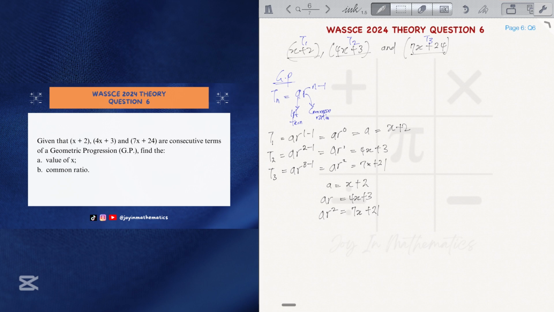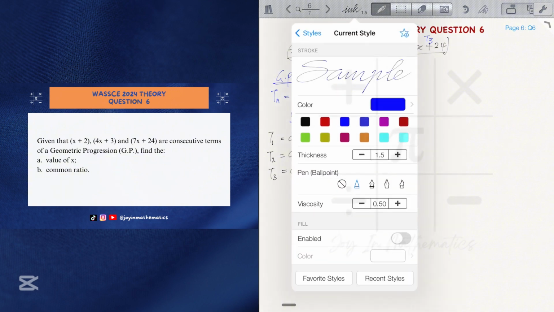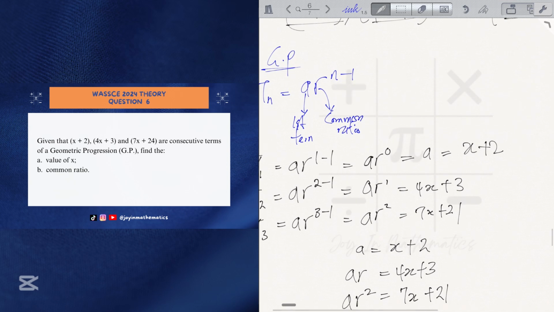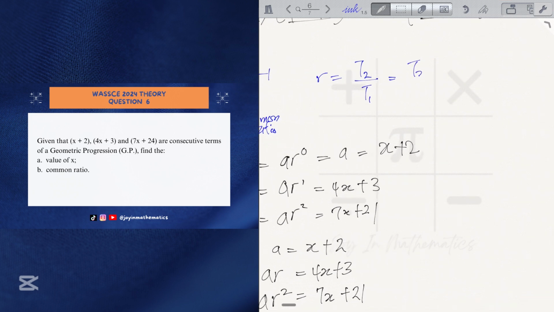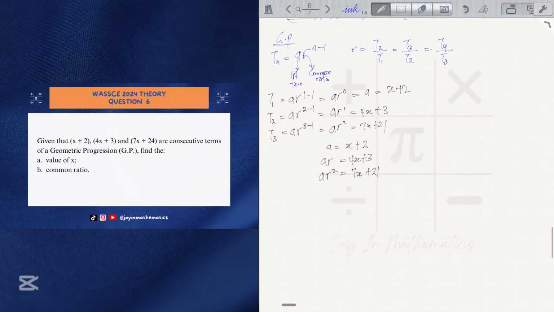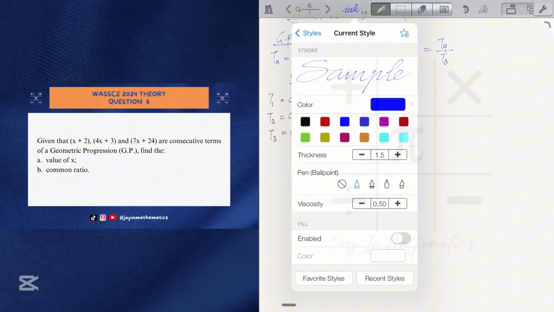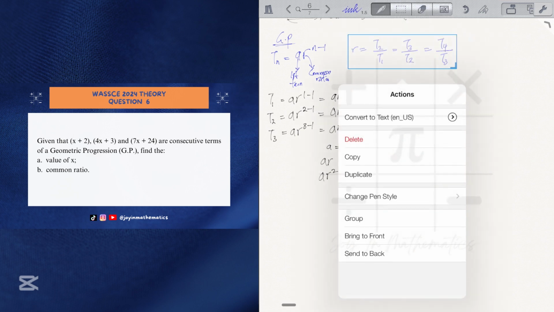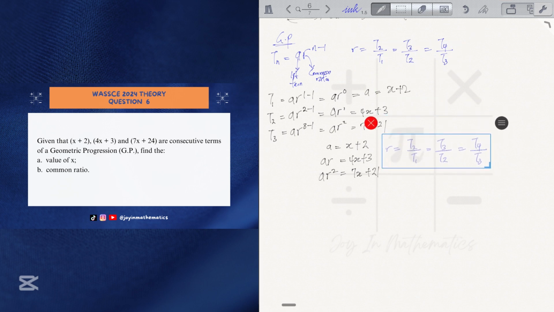Now to evaluate the value of x, we have to use the relationship of the common ratio. Going back to the expression in GP, the common ratio is given as the second term divided by the first term, and is also given as the third term divided by the second term. It can proceed further to the fourth term divided by the third term. So applying this expression, let's duplicate what we have here.